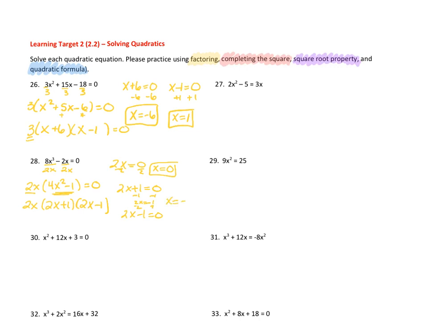One of my solutions is going to be x equals negative a half. My other solution is going to be x equals positive a half. So we get 3 solutions for this one, and that's mainly because we have an x to the third power.